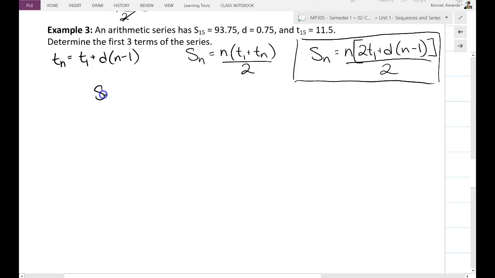So S15 is 93.75, just to make sure that I have everything. So n is 15.